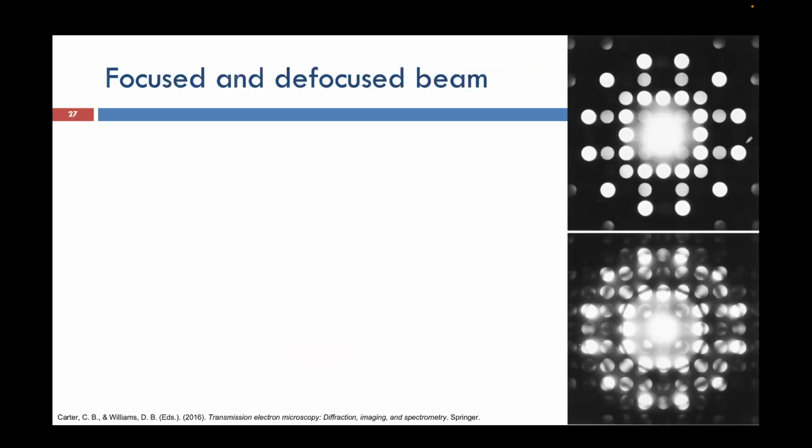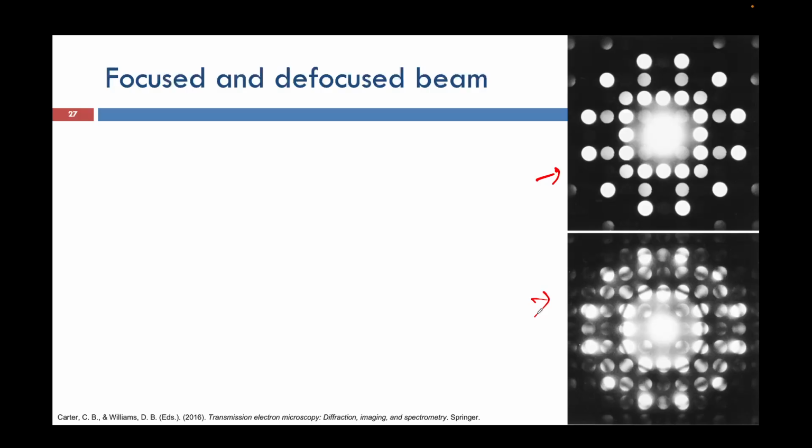So this is how we are able to get even more information from our crystal. Here there are two scenarios, one is focused beam, another one is defocused beam. Sometimes in convergent beam electron diffraction we use the focused beam, as well as the defocused beam.